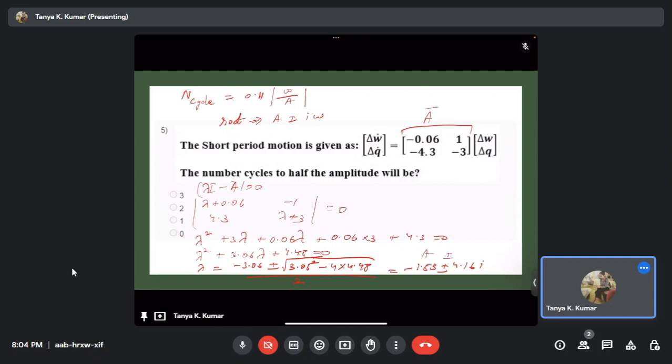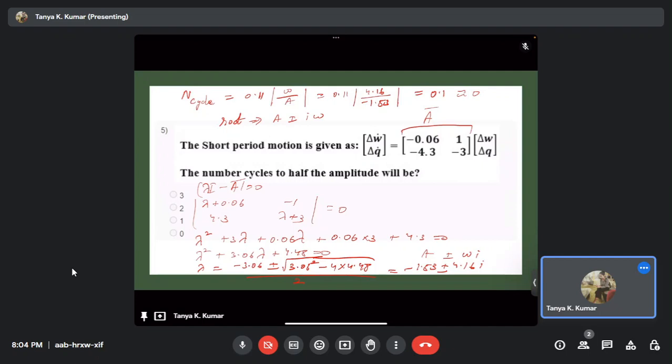Okay, so this is a plus or minus omega i. Okay, so when you substitute it here, you get 0.11, omega is 4.16, by a is minus 1.53. So what do you get this value as? 0.1, and which is when you round it off, what do you get? It's almost equal to 0. So number of cycles it takes to reach half the amplitude is 0.